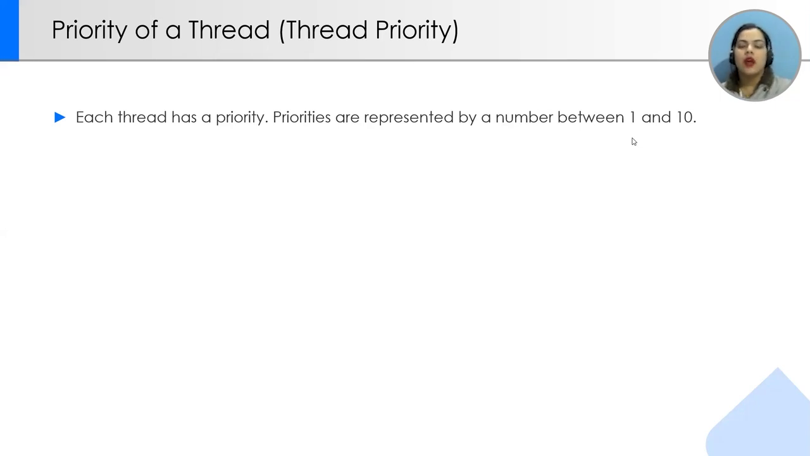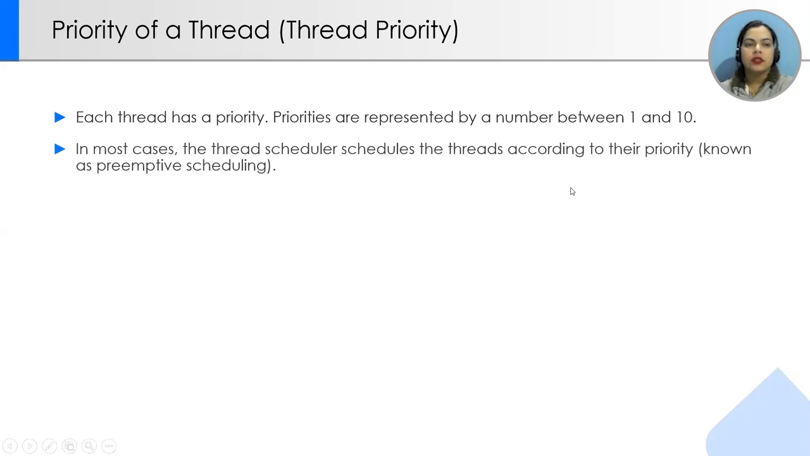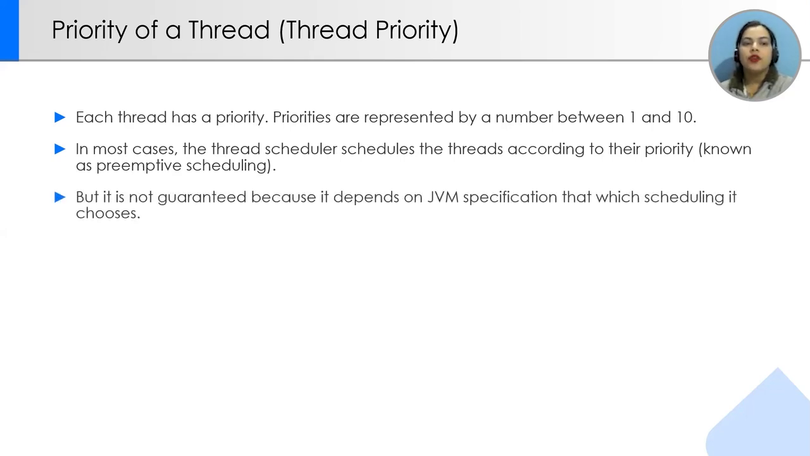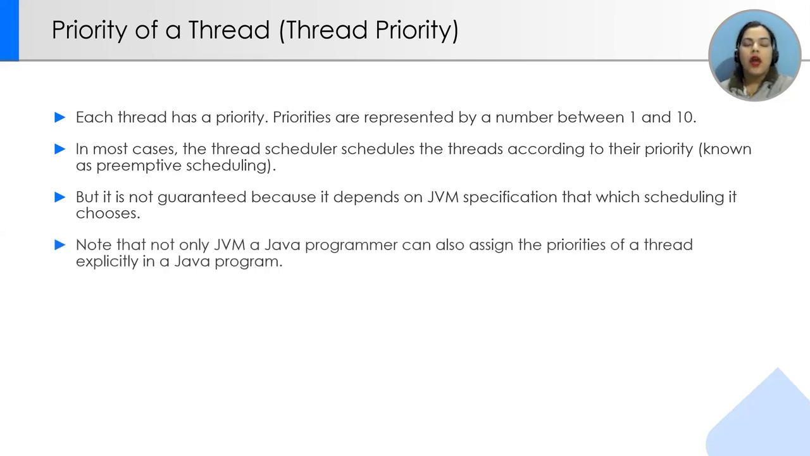So each thread has a priority, and priorities are represented by a number between 1 to 10. Priority 1 is the highest priority and 10 is the lowest. In most cases, the thread scheduler schedules threads according to their priority, known as preemptive scheduling. But it is not guaranteed, because it depends on the JVM specification which scheduling it chooses. The JVM can also assign the priorities of a thread explicitly in a Java program.